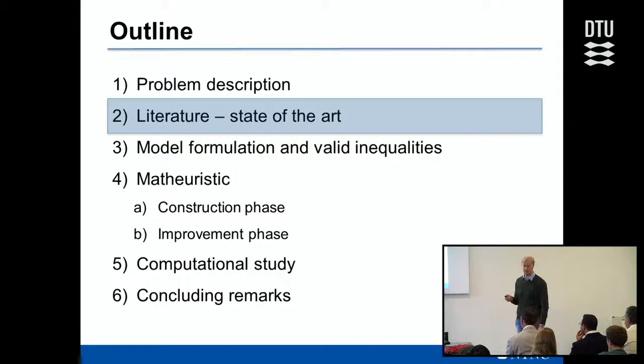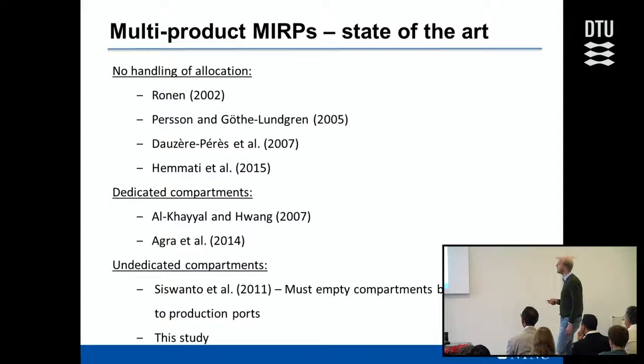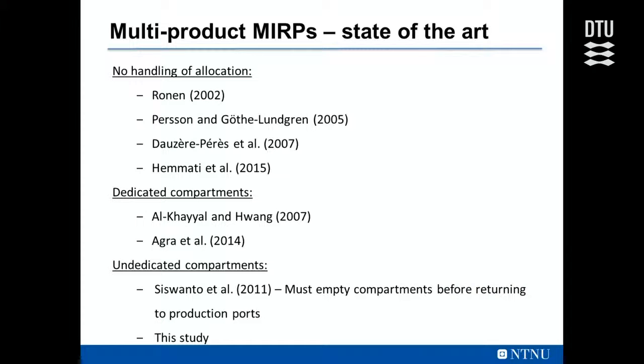So what has been done on this problem prior to this study? I will not go through everything that has been written on maritime inventory routing, but we picked some of the multi-product papers and will just mention how they handle the allocation on board. The most common thing is to have no handling of the products. We say the ship has this capacity, we can load it with any products we want, and we can mix them however we want.